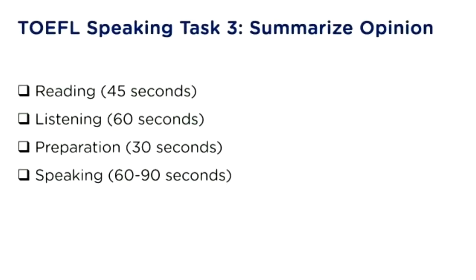Okay, timing. Let's take a look at timing for this task. You're going to have 45 seconds to read the passage on the screen. After that 45 seconds, the reading passage disappears and you'll listen to an audio. It should be about 60 seconds long. You're going to be given 30 seconds to prepare your answer, and then you need to speak for 60 seconds, not 60 to 90. That's a mistake. It should be 60 seconds, 1 minute.